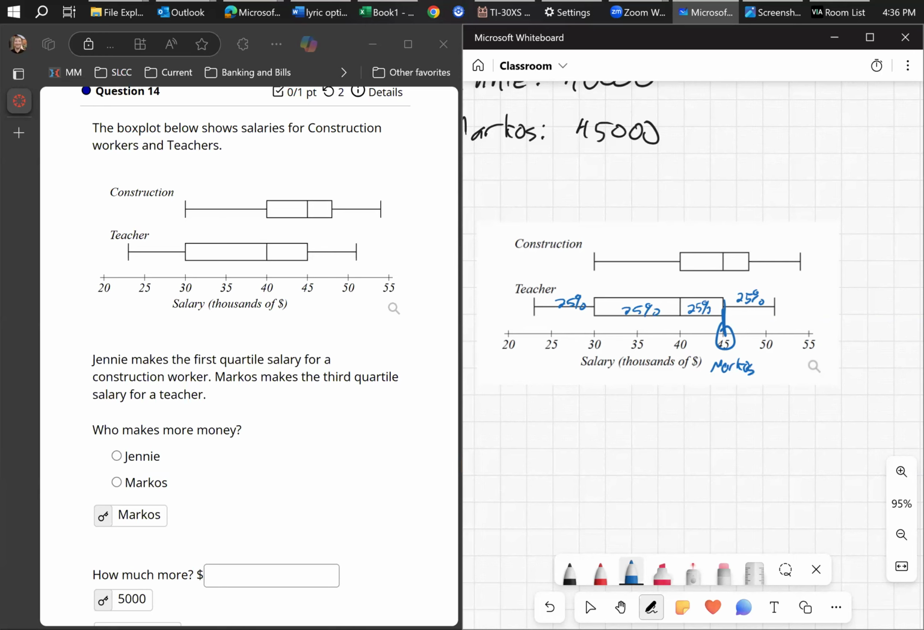Now, if we look up, the same line matches up with the median for the construction workers. So although Marcos makes more than 75% of the teachers, he only makes more than 50% of the construction workers. And a Q1 construction worker makes more than 50% of teachers. So you can also use this, each quartile is 25%, to answer those types of questions.